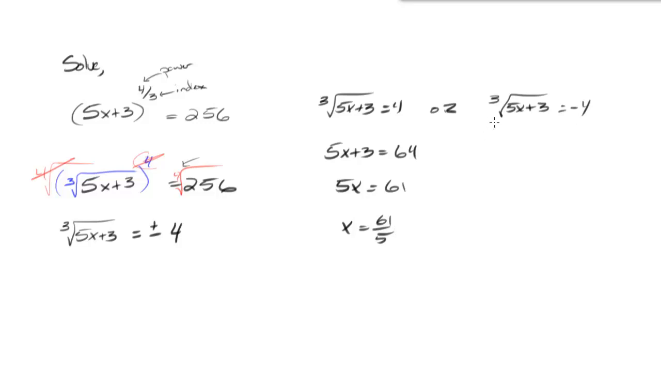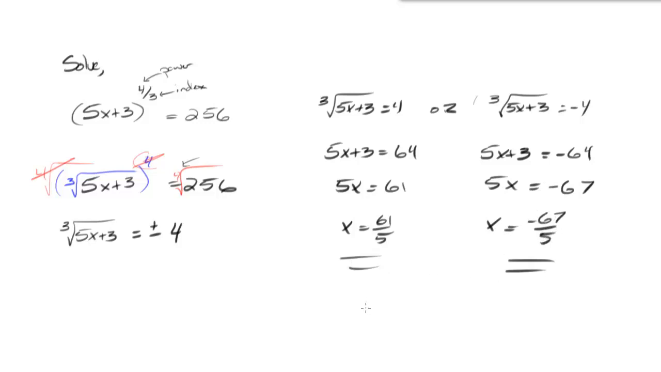And then on the other side, I'm going to raise both sides to the 3rd power. Again, I'm not taking the cube root. I'm doing the opposite of what's happening over here, and so I'm raising to the 3rd power. That gets rid of that radical. And then negative 4 to the 3rd power is negative 64. And then I get 5x equals negative 67. And finally, x equals negative 67 over 5.